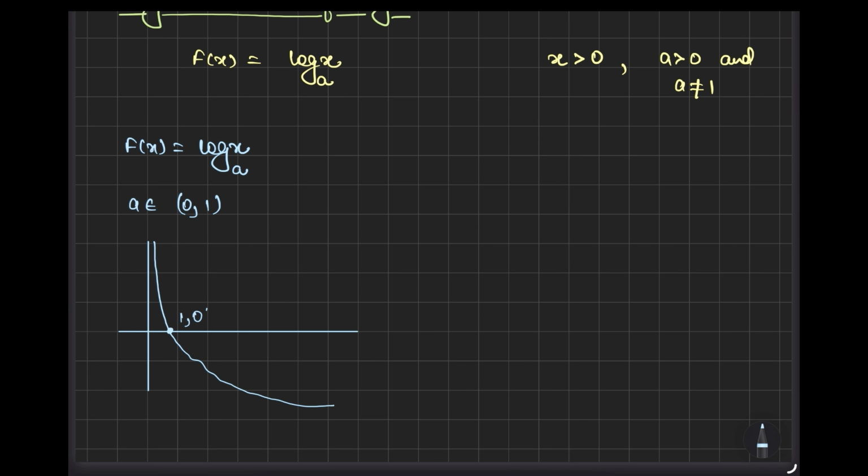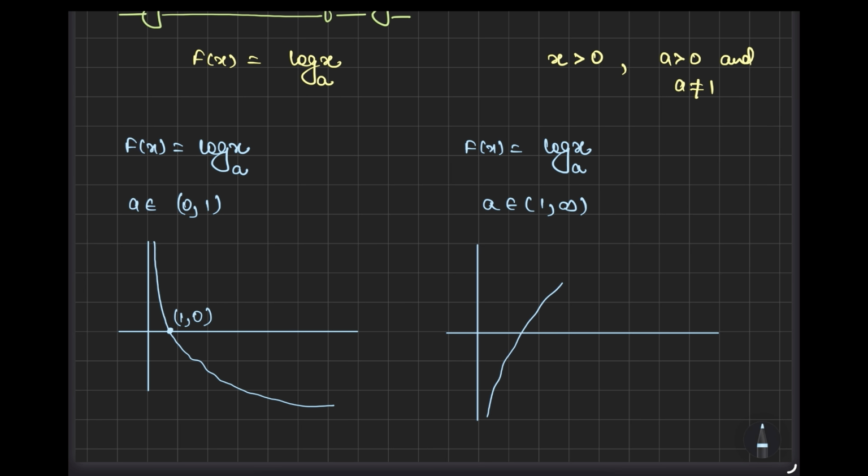Okay, then suppose that your f of x is log x base a and this time your value of a belongs to 1 to infinity, then the graph of the logarithmic function will be increasing. This graph you have to memorize. Okay, this is the graph. This is 1 comma 0.